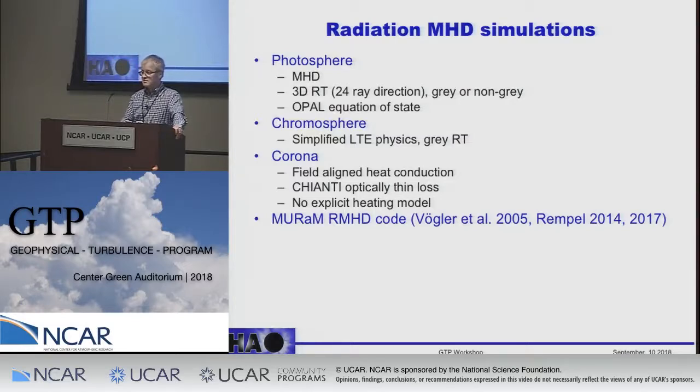Some of these models I show reach up into the corona. They have a simplified chromosphere. The corona is then modeled with field-aligned heat conduction and optically thin radiative loss, and they have no explicit heating model. So basically, the corona is heated by dissipation from the MHD code, and the code is the MURaM radiative MHD code.